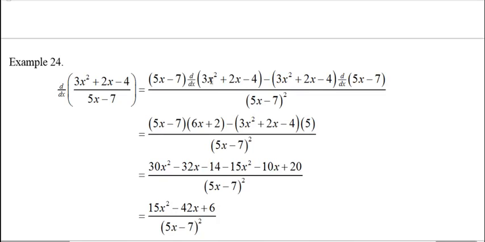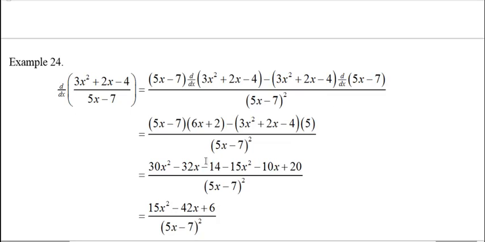Next, we actually take these derivatives. The 5x minus 7 stays there. The derivative of this quadratic is 2 times 3 is 6, and the power goes down to 1. 2 times x, the derivative is just 2, and the derivative of the negative 4 is 0, so this becomes 6x plus 2 for the derivative of that quadratic. And the derivative of this linear, of course, is just 5.